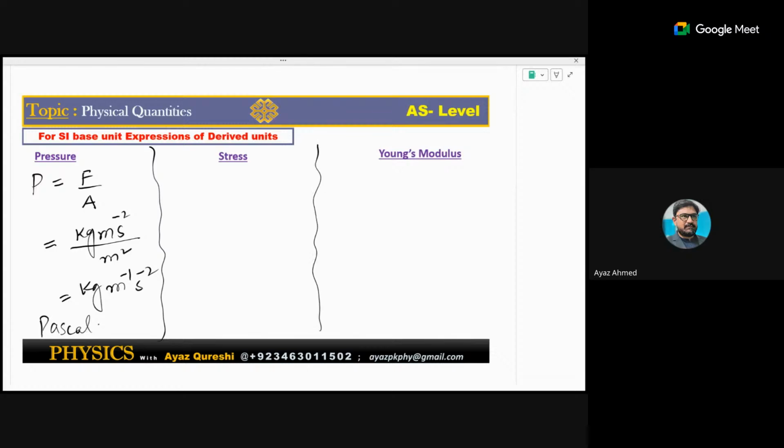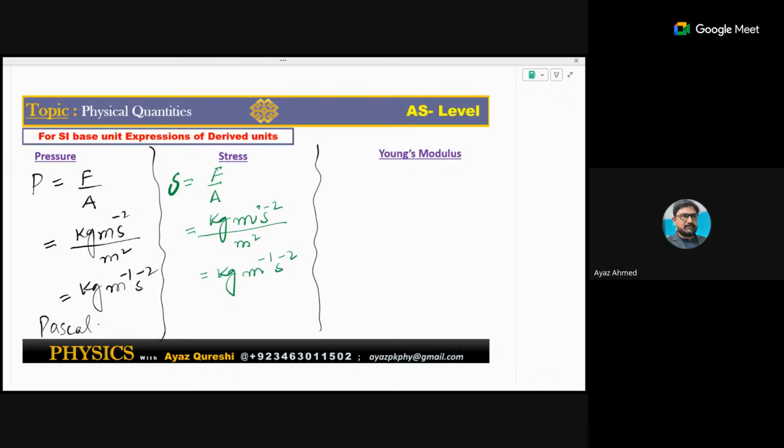And then a very interesting fact here, that stress has the same formula. You know what is the formula for stress? Stress is equal to force per unit area. Is it clear to all of you? So your force is kg m s minus 2 divided by area, which is m square. So you will write kg m minus 1 s minus 2. So for stress it is that.